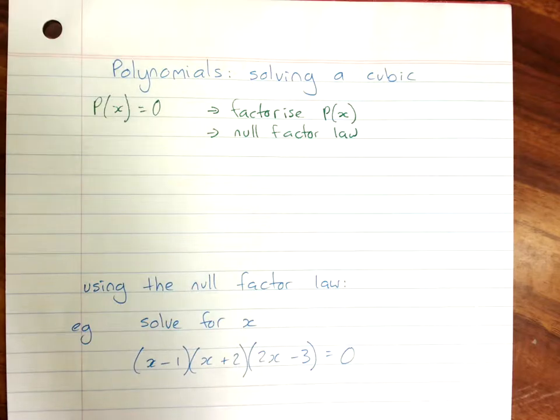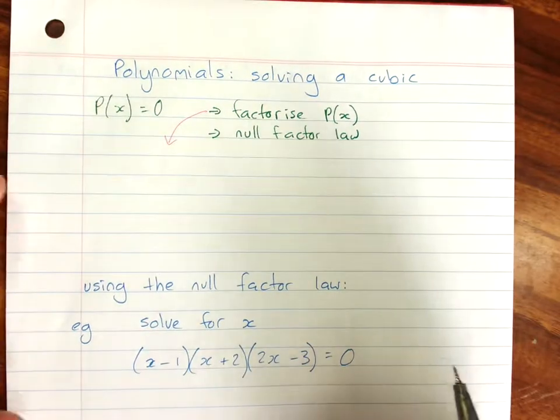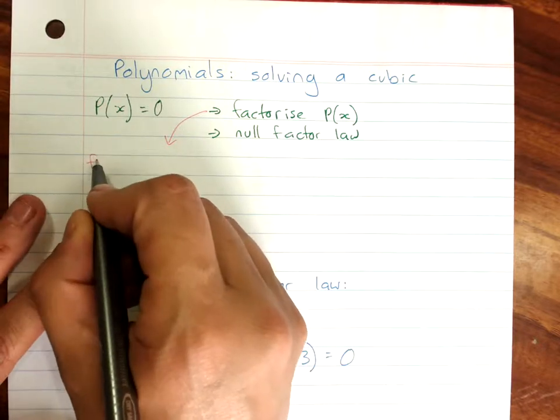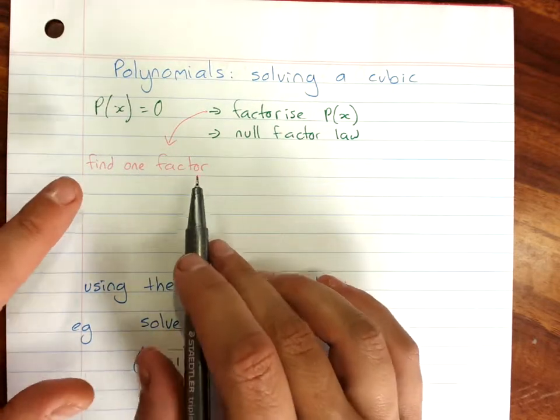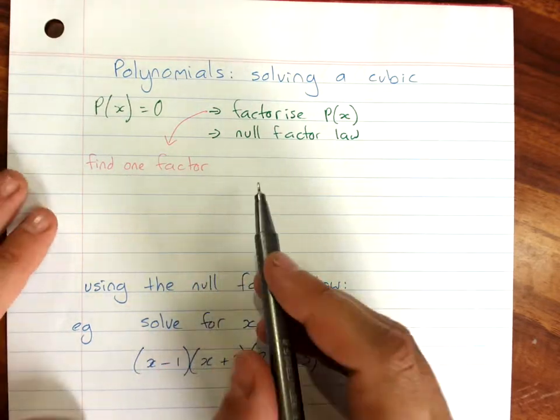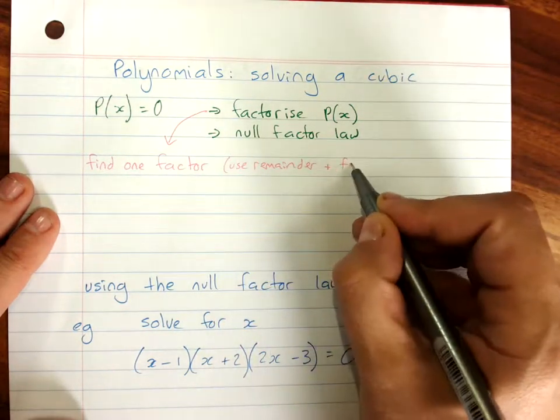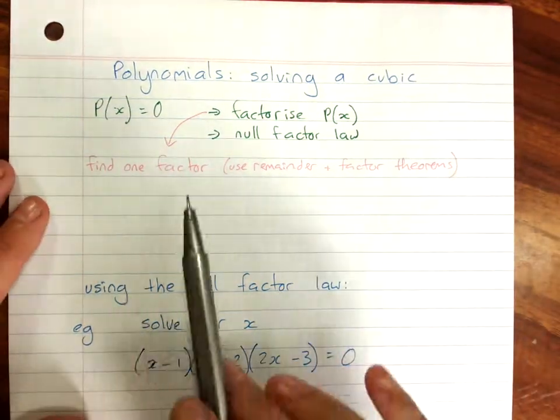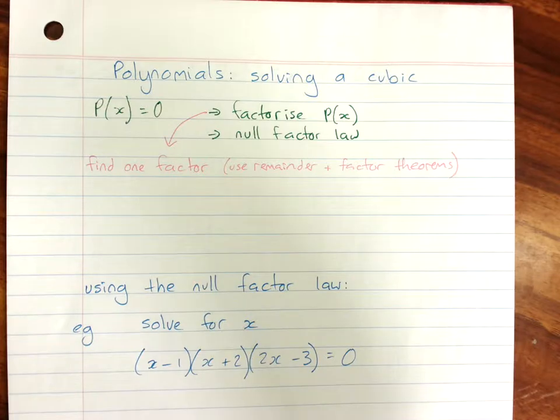Our steps to factorize a polynomial, for a cubic or above, but let's just do cubics. Find one factor. Now we know how to check if something's a factor. We check if the remainder is 0. Sorry, my writing's getting a bit dodgy. So we find one factor, and basically you start by checking a couple of pretty obvious options.